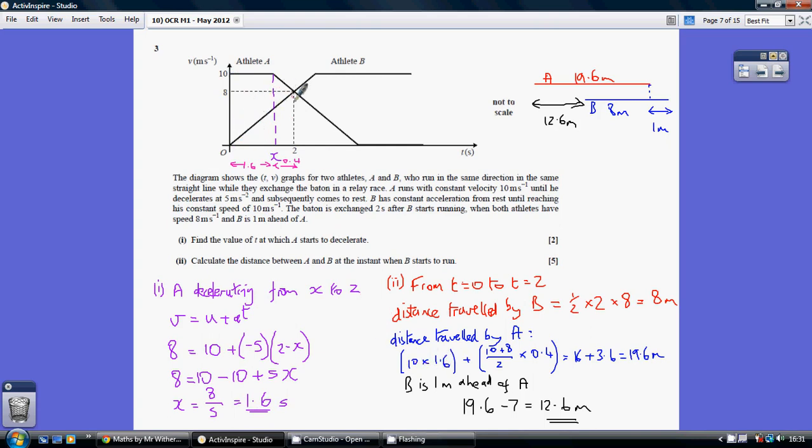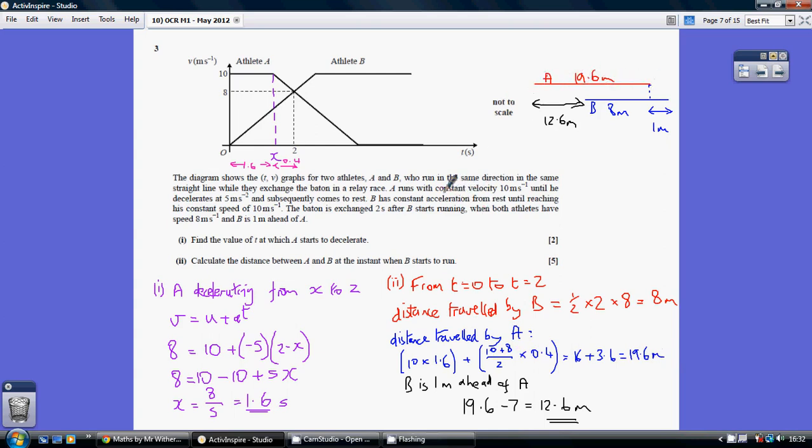Now the trapezium, you remember how to work out an area of a trapezium, is the average of the two parallel sides. So a length of averaging 10 and 8. So 10 plus 8 over 2 times the depth of the trapezium, which is 0.4. So adding these two shapes together, we get a total area under the graph for A of 19.6 meters. So A travels 19.6 meters over the 2 seconds.